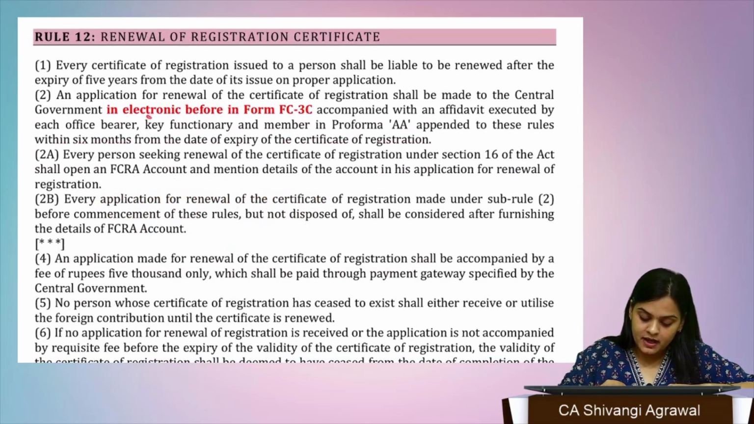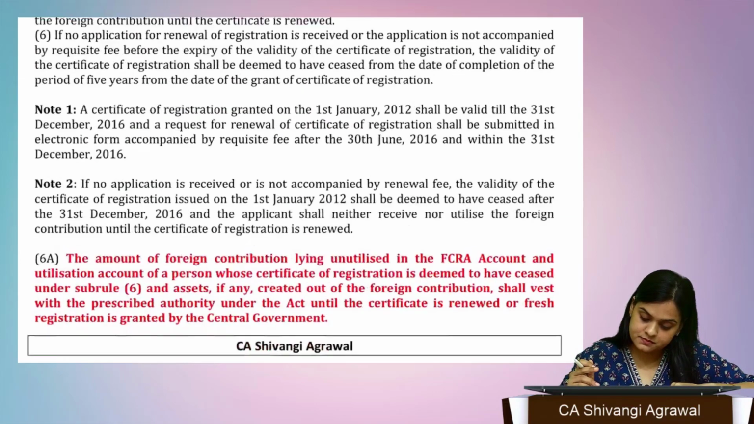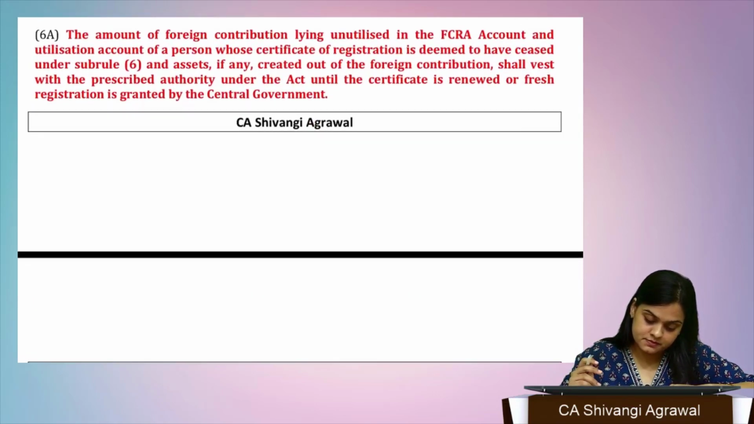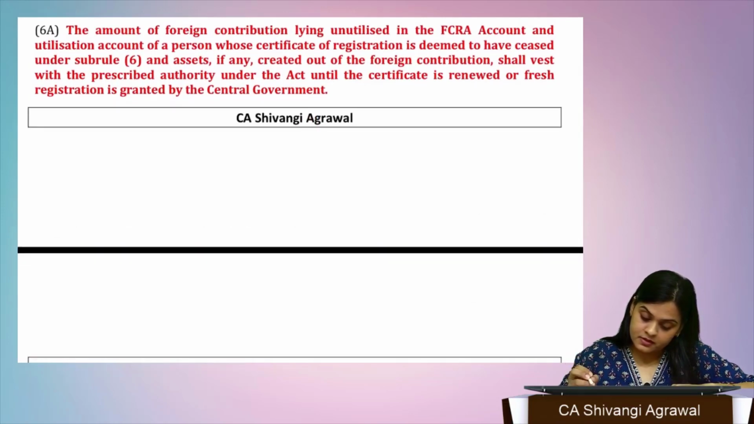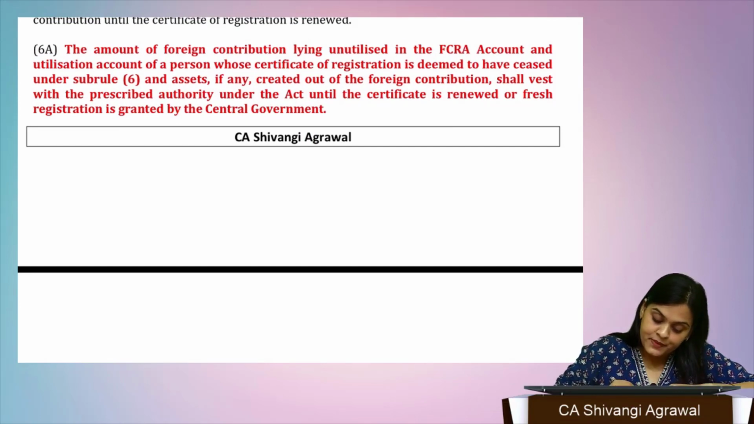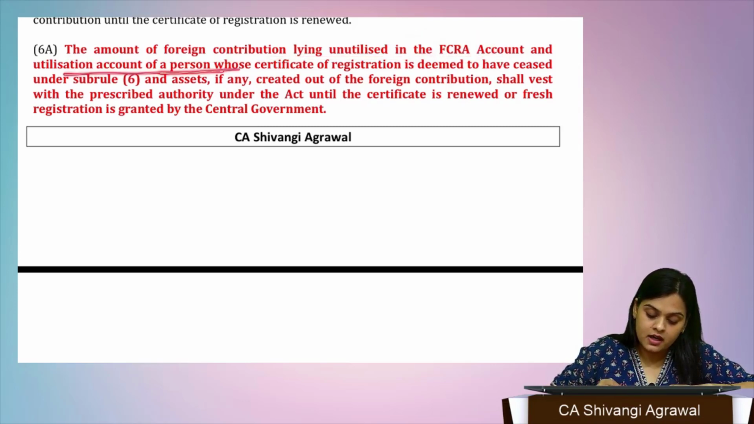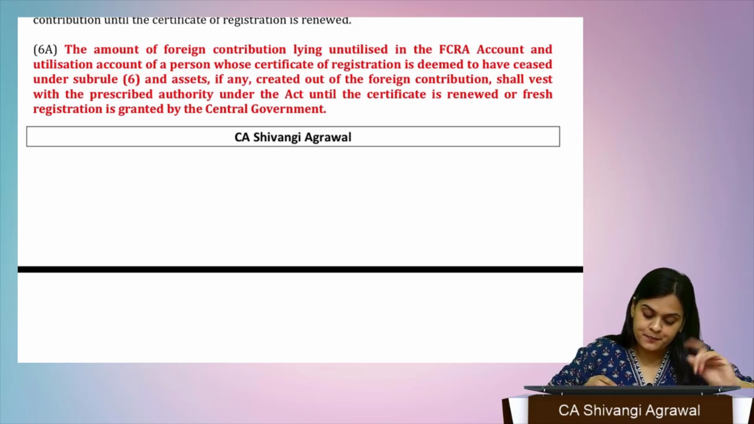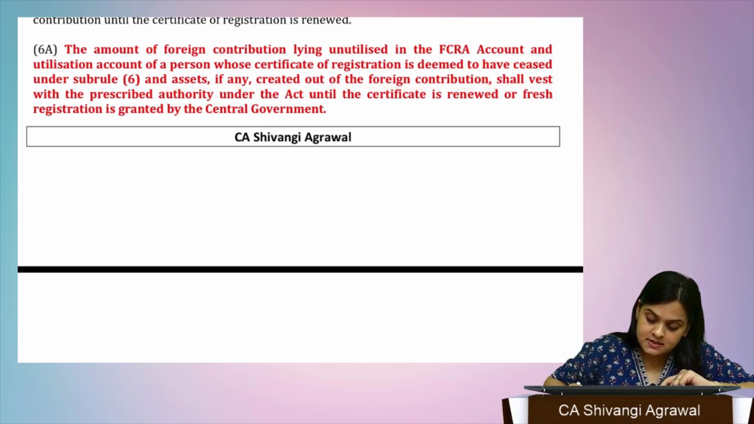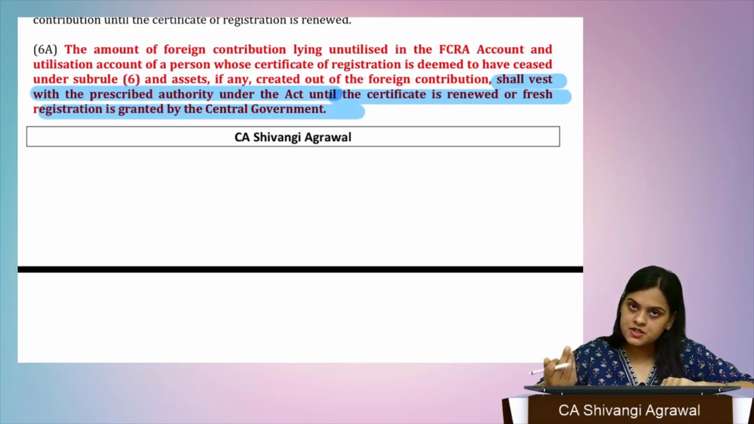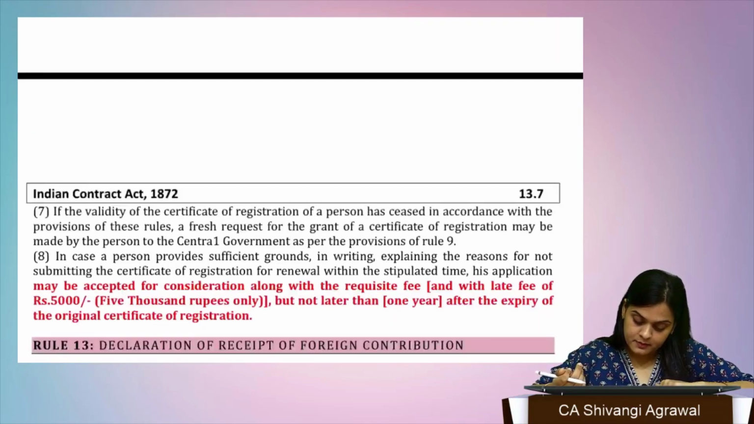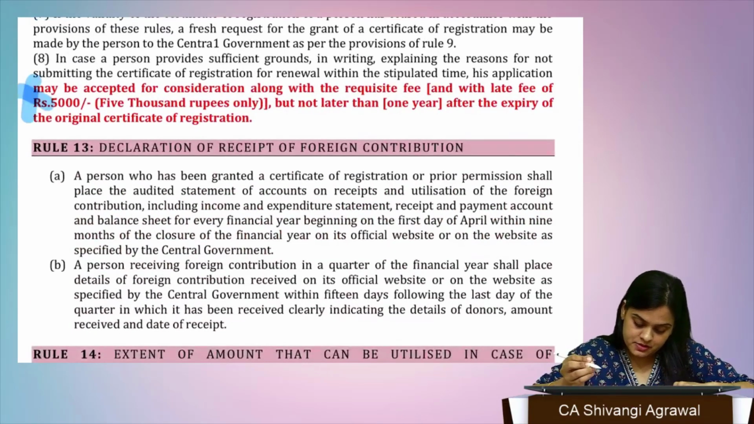After your registration has expired, it can be renewed in form FC3C in electronic form. The amount of foreign contribution lying unutilized in the FCRA account and utilization account of a person whose certificate is deemed to have ceased, if any created out of the foreign contribution, shall vest with the prescribed authority under the Act until the certificate is renewed or fresh registration is granted. This is not so important.